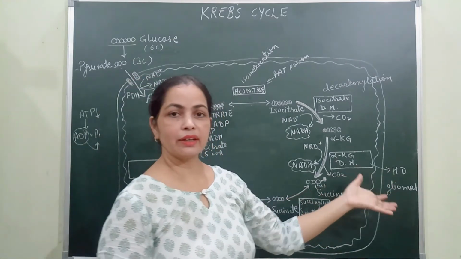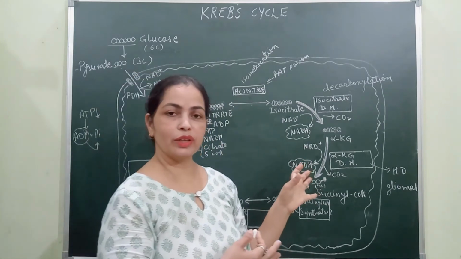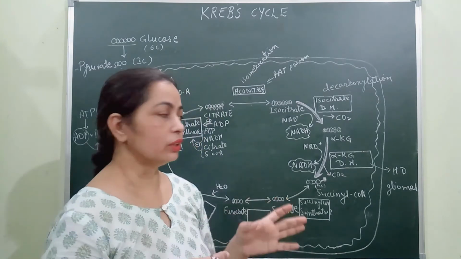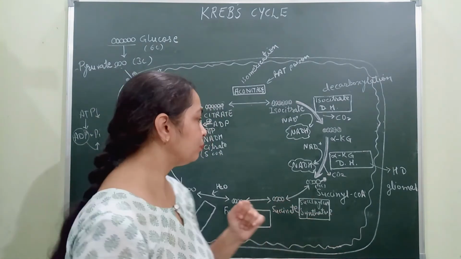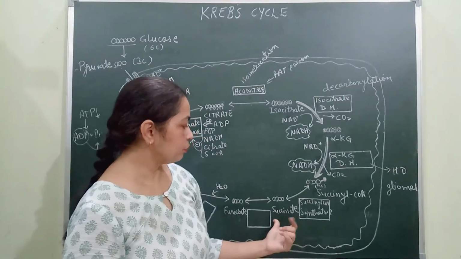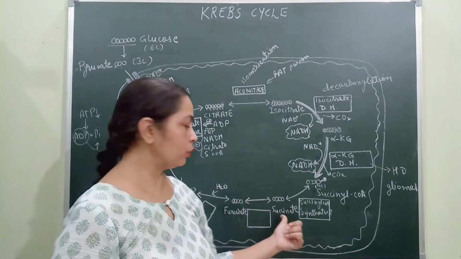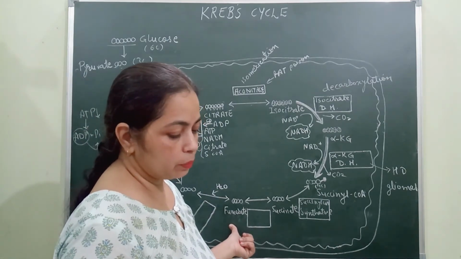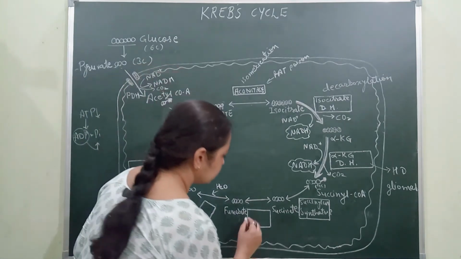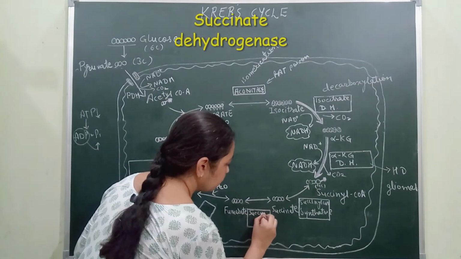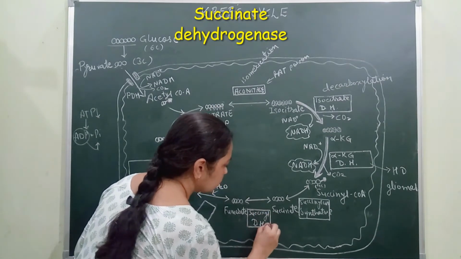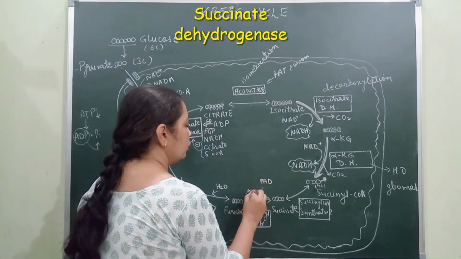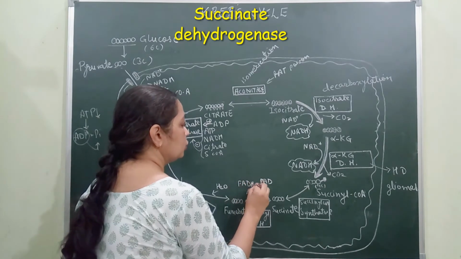So this is a small step of the Krebs cycle, and it has such an important role in the mechanism of a life-threatening disease, that is cancer. Now let's see the next step. We have got succinate here now. This succinate gets converted into fumarate, and for that purpose we need an enzyme, that is succinate dehydrogenase. Now in this step, FAD is utilized to produce FADH2.